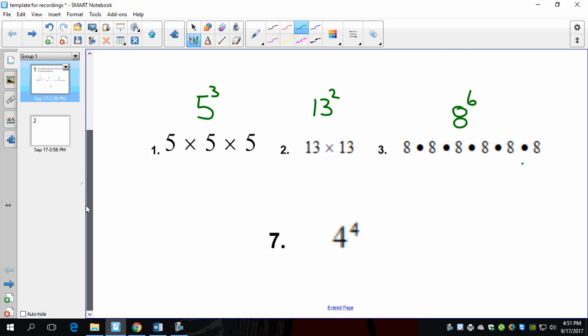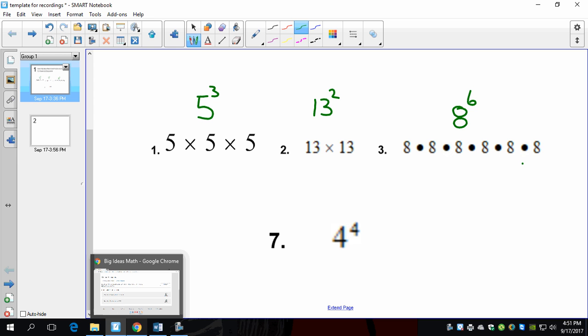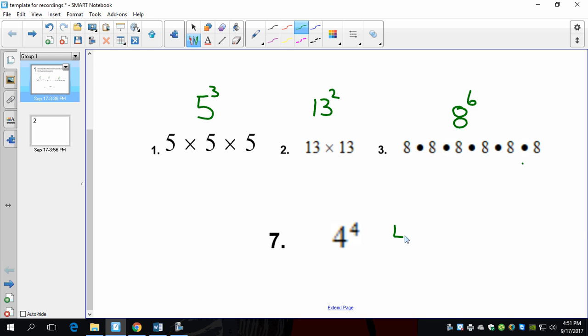And let's see, as we scroll down, for number 7, you actually have to solve it. It's 4 to the 4th power, and we have to solve it. What I've told students to do is when it's 4 to the 4th power, just make sure you write out the problem. That way you know you're not writing down 16.